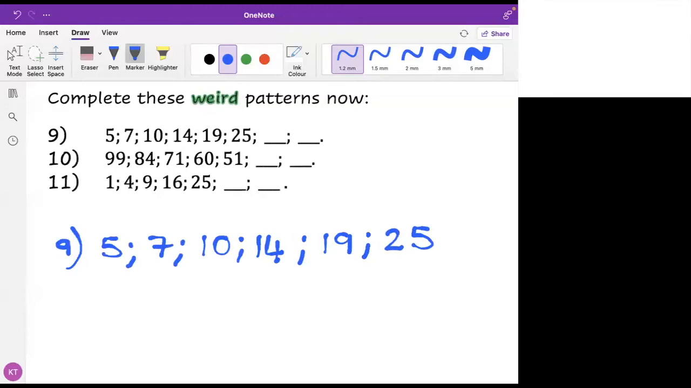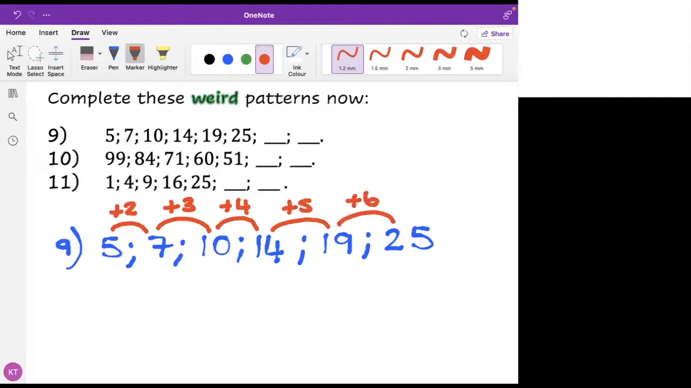Okay. If I'm looking at this number pattern, the first thing I want to do is find out, do I have a common difference or do I have a common ratio? So I would first look at what the difference between these numbers is. So the difference between 5 and 7, I added 2. Between 7 and 10, I added 3. Between 10 and 14, I added 4. Then I added 5. And then I added 6. So I definitely don't have a common difference, but I am noticing that there's a pattern. There's a bit of a pattern that's forming here, right?